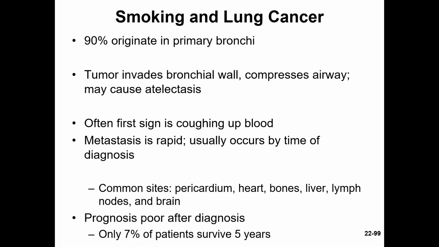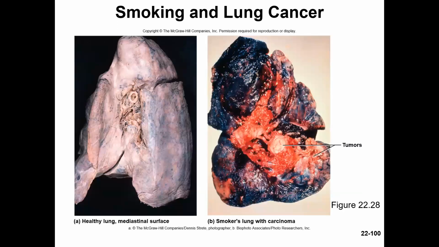The tumor invades the bronchial wall, compresses the airway, and may cause atelectasis. Often the first sign is coughing up blood. Metastasis is rapid, and it usually occurs by the time of diagnosis. Common sites are the pericardium, heart, bones, liver, lymph nodes, and brain. The prognosis is poor after the diagnosis, and only 7% of patients survive 5 years.